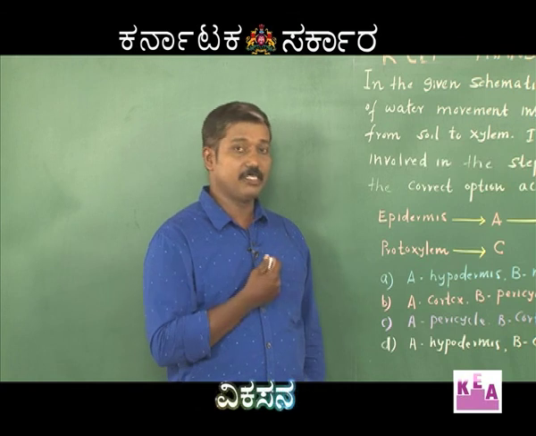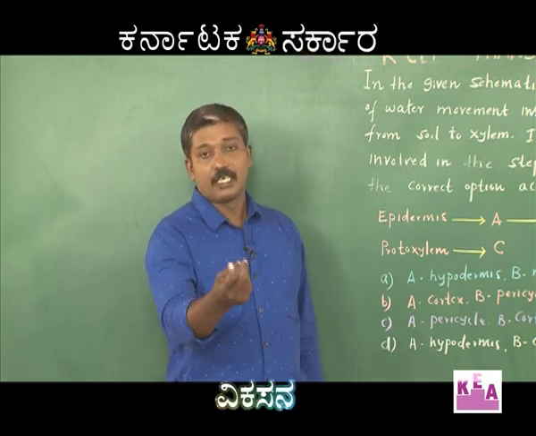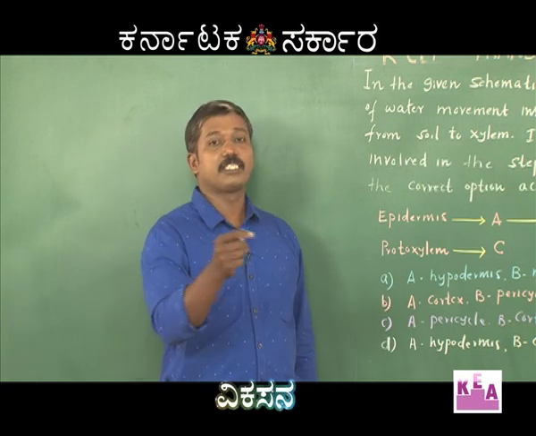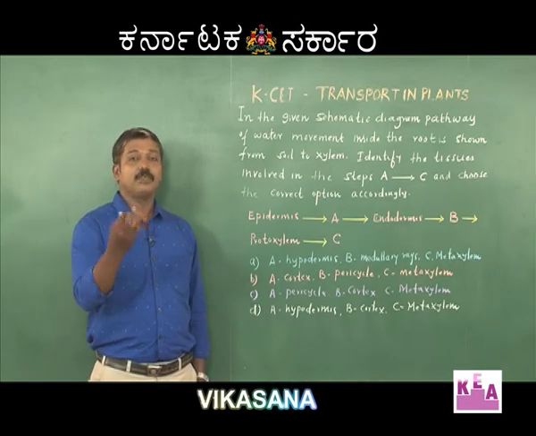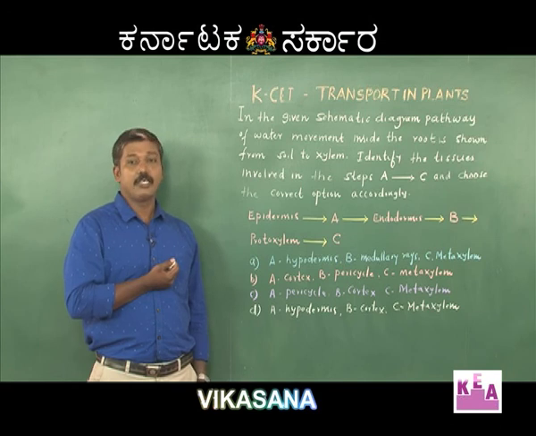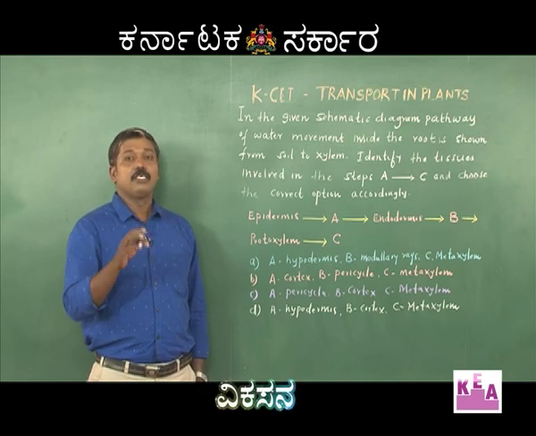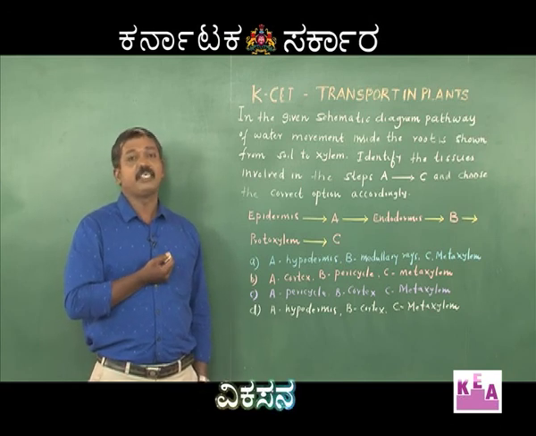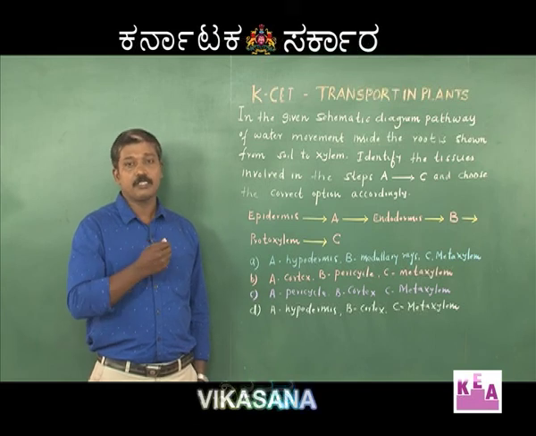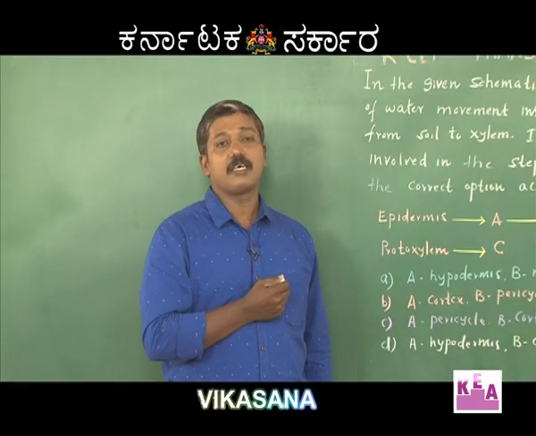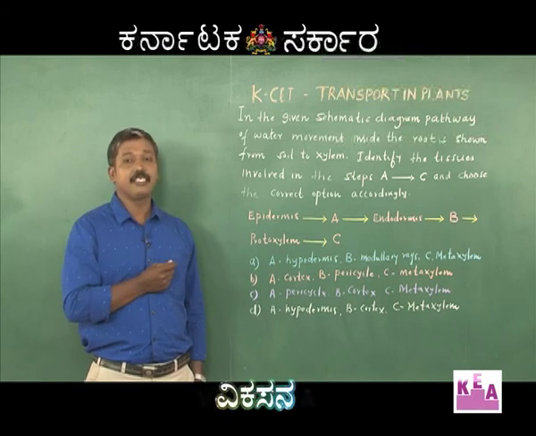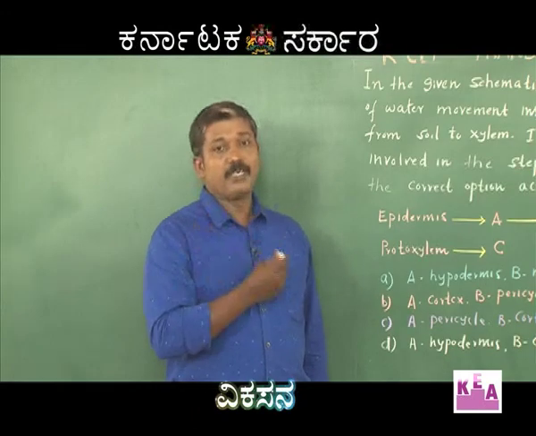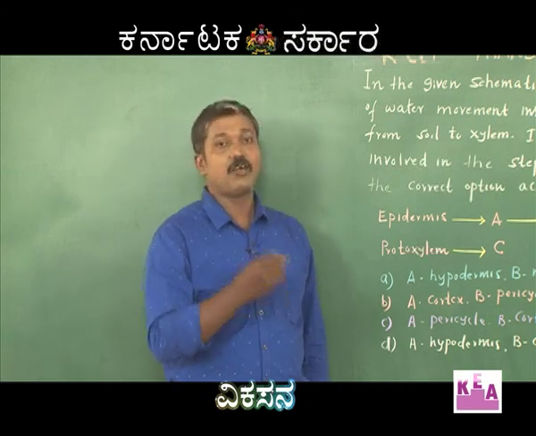Outermost is the epidermal tissue system, second is the ground tissue system, the third one is the stelar tissue system. Epidermal tissue system has root hairs which absorb water and nutrients from the soil. The ground tissue is not differentiated in roots, it has only cortex. The innermost layer of cortex is the endodermis. The endodermis in roots has a specialized deposition of an impermeable substance called suberin.